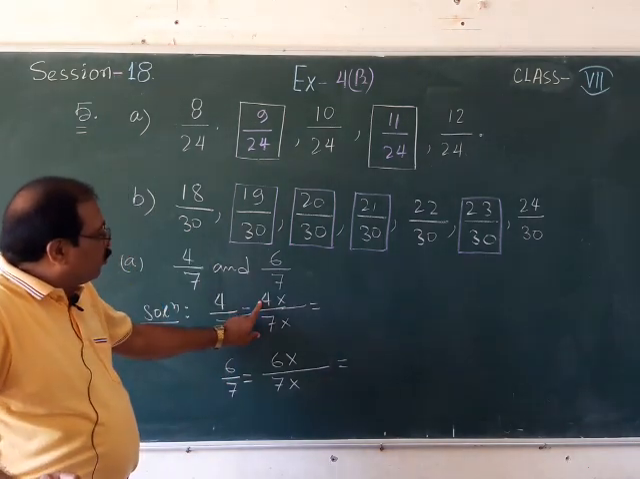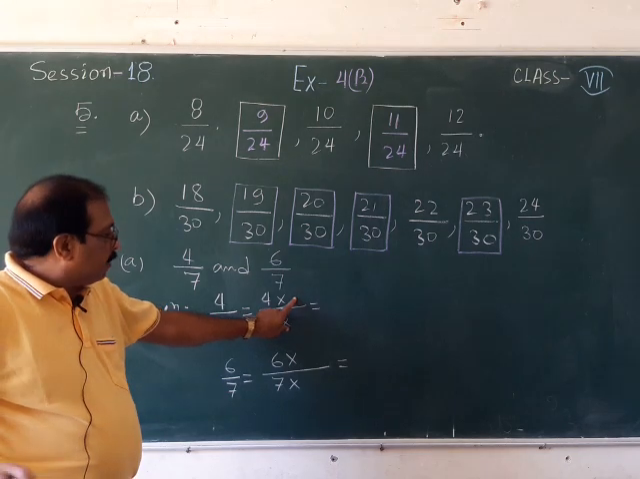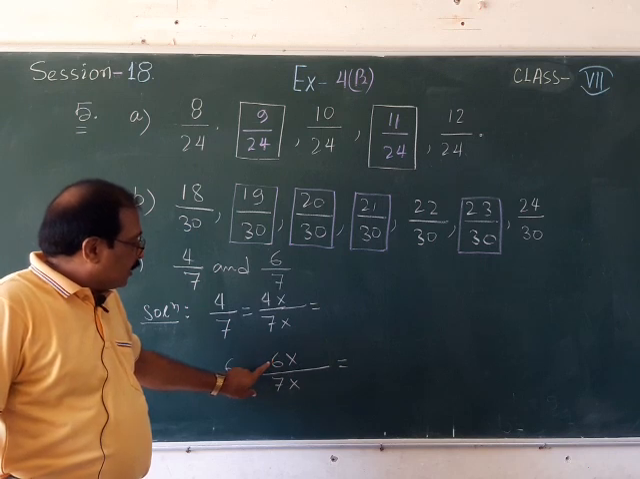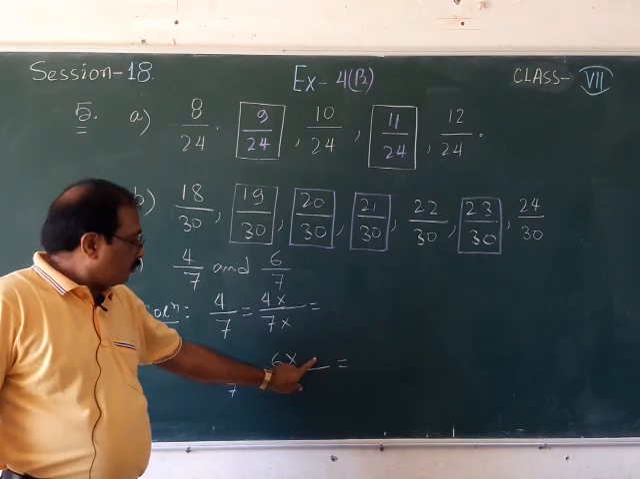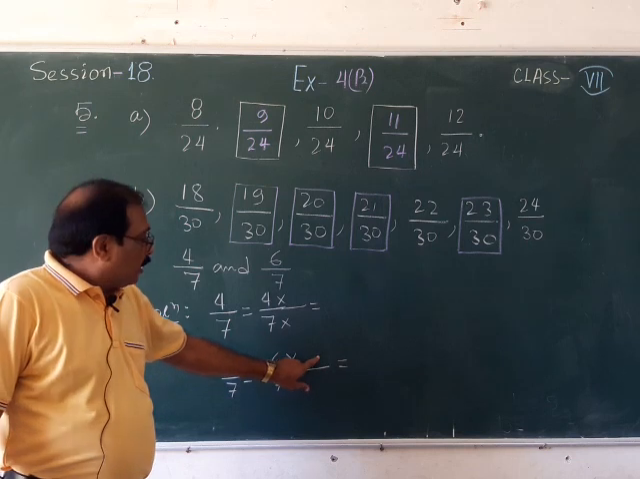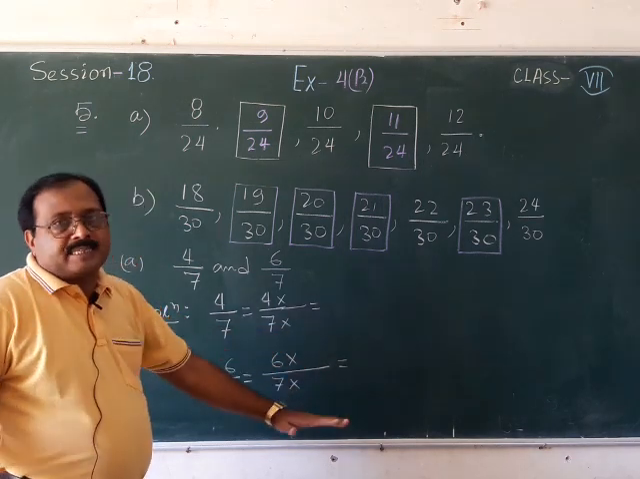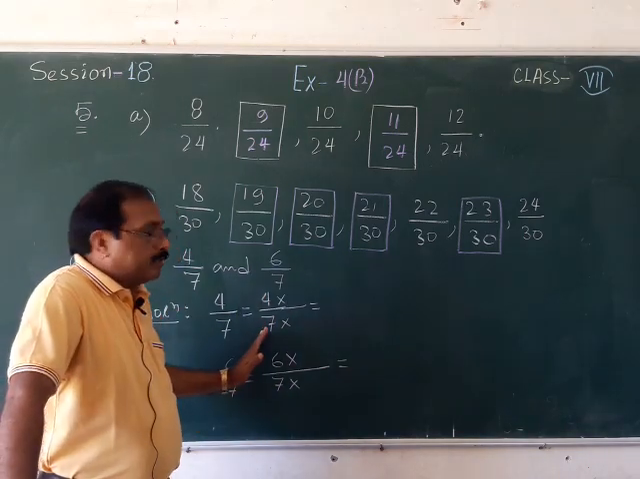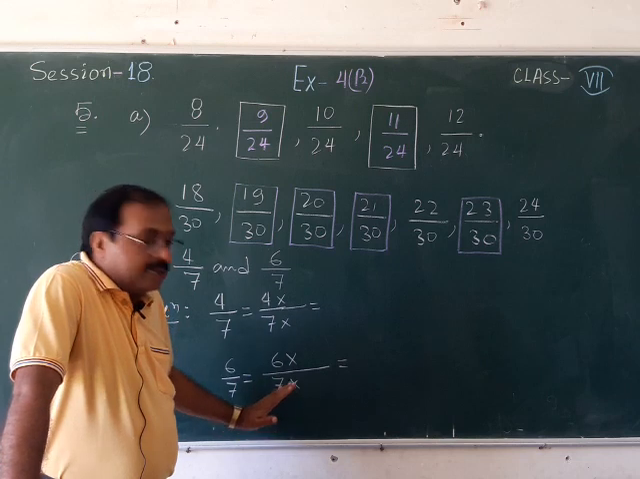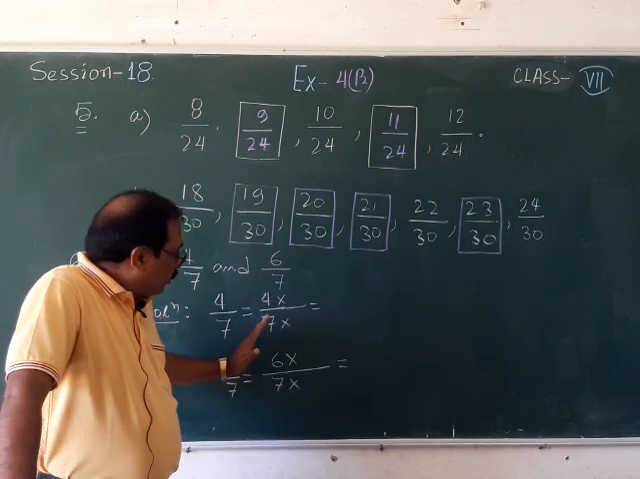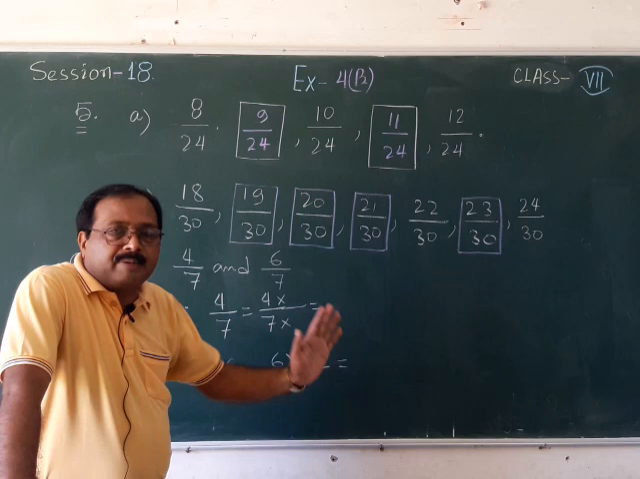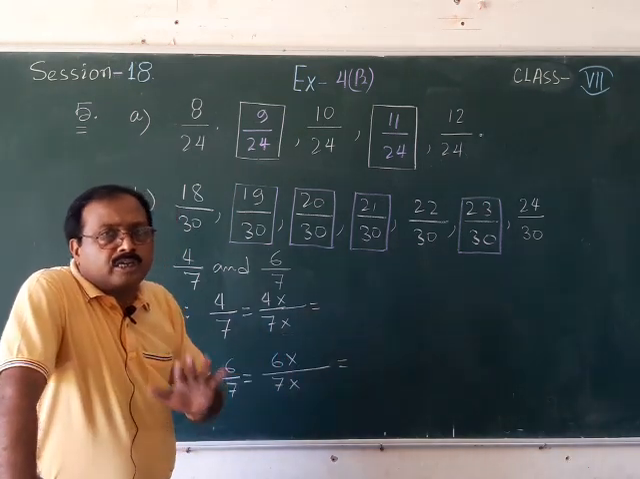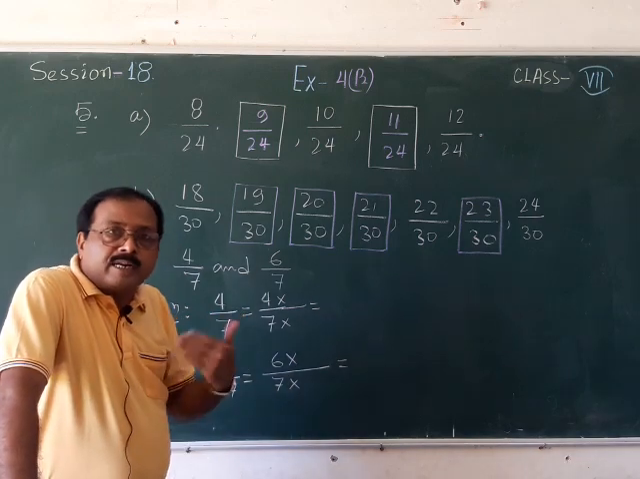Suppose you are multiplying 4 by 2, then it becomes 4 twos are 8, and you are writing 6 into 2. That means 6 twos are 12, and the denominator is always the same here because it is 7. If you multiply it by 2, it will be 7 twos are 14, and here again 7 twos are 14. So it is always equal. When you are multiplying 7 by 3, you are getting 21. So about the denominator no need to think here, you have to think about the numerator.